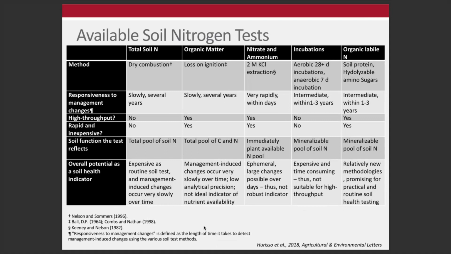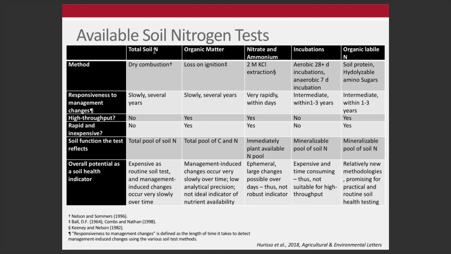And I'll leave you with a kind of giant gross table that is just summarizing this. This is a recent paper that we published talking about some of the available soil N tests that are out there. And in this paper, we're introducing a soil protein, okay? And that is another test. We talked about these amino sugars. Soil protein is a different pool that we're targeting, but again, it's in this organic labile pool, okay? And so we can think about the various things that are out there.